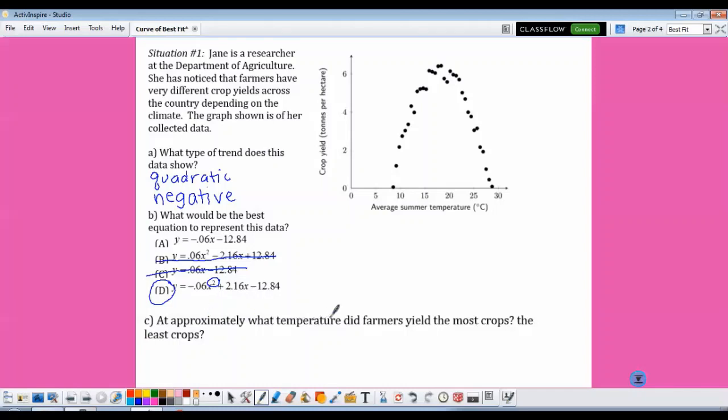At approximately what temperature did farmers yield the most crops? Well, we want to look at the peak. The peak is up here, so if we go down, somewhere between 15 and 20 degrees, so let's say about the most is at 18 degrees Celsius. And the least, well, there's two places. We have here and we have here. So I would say about 9 degrees Celsius and 29 degrees Celsius.